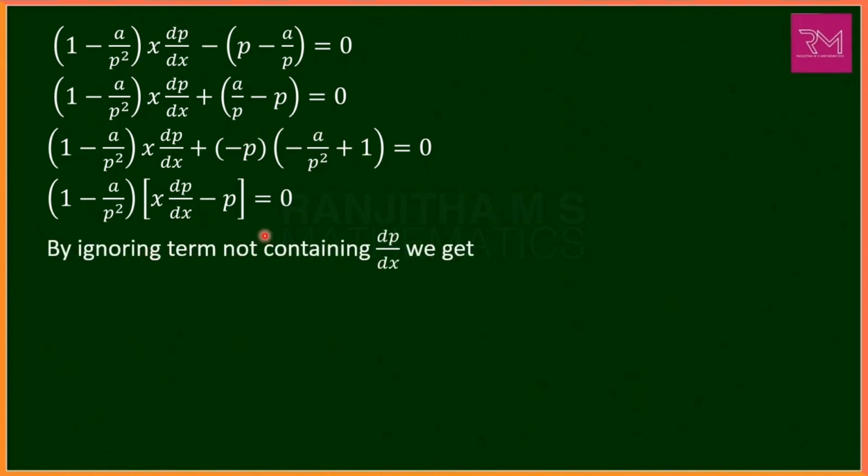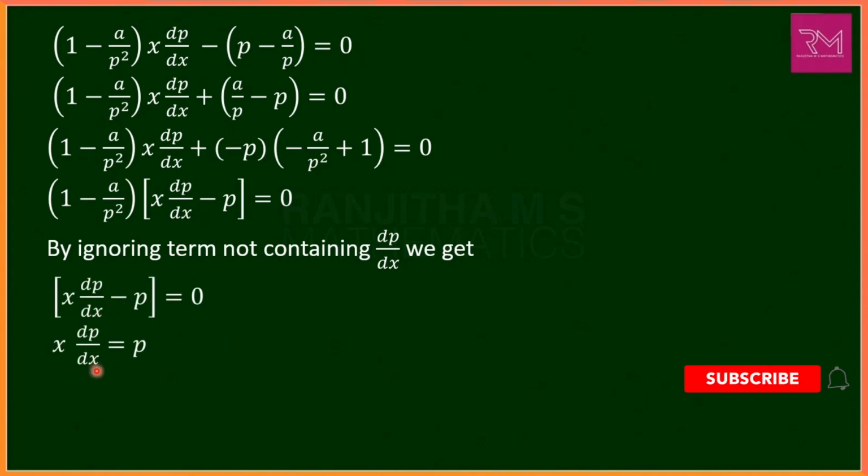Now we can neglect the terms not containing dp by dx. Here this is a term containing dp by dx, and this is the term not containing dp by dx, so we can neglect this term. We take only the terms containing dp by dx, so we get x into dp by dx minus p equal to 0, or x into dp by dx equal to p. Take this p to the left hand side, and dx and x go to the right hand side, that becomes 1 by p into dp equal to 1 by x into dx.